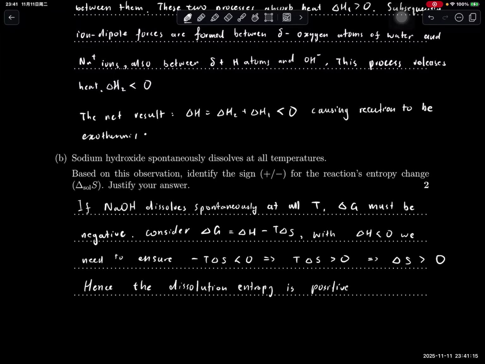Write that equation down. We have concluded that the delta H for this reaction is smaller than 0. We need to ensure that negative T times delta S is a number that's less than 0 to keep delta G less than 0 for all T. It's pretty much just the inequality expressions. Rearrange some algebra, and you will get delta S being larger than 0 for all possible temperatures. So this dissolution process is actually increasing entropy, like what we expect, because we produce more ions than from a solid.